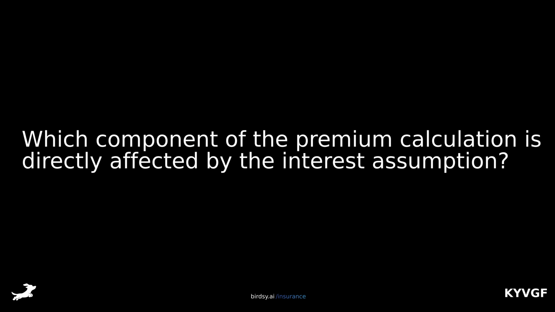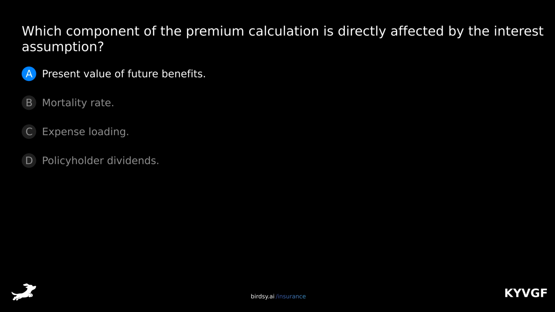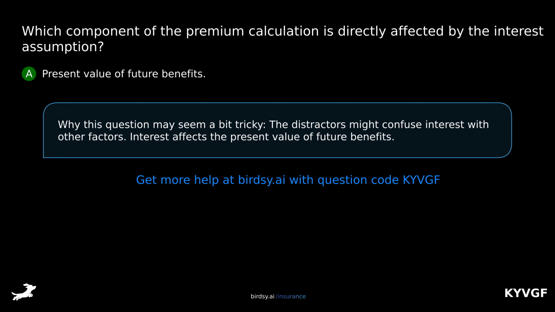Which component of the premium calculation is directly affected by the interest assumption? Is it A, present value of future benefits, B, mortality rate, C, expense loading, or D, policyholder dividends? The answer is A, present value of future benefits. Why this question may seem a bit tricky. The distractors might confuse interest with other factors. Interest affects the present value of future benefits.